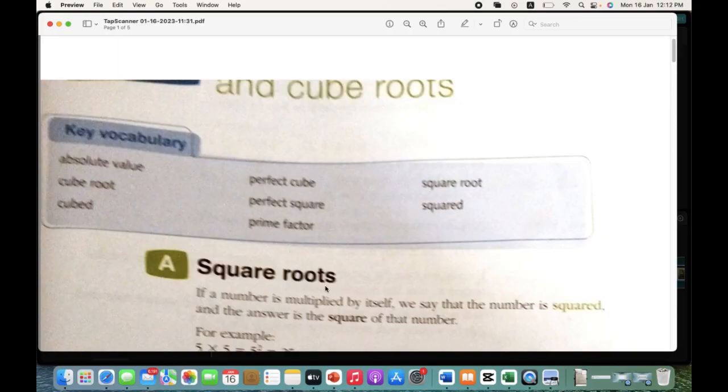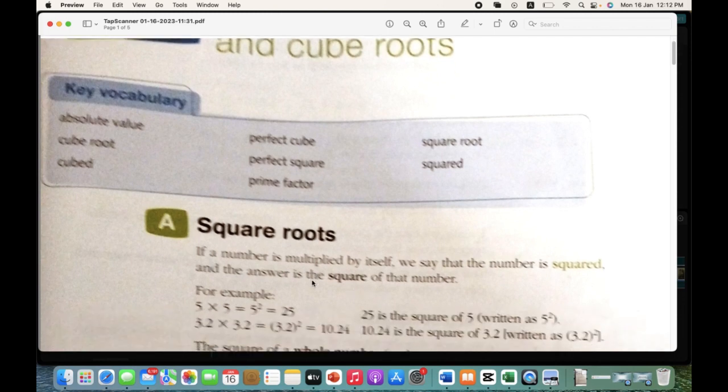Square and square root first. Let's quickly talk about square and square root. Now, when you say a square number, it is when you multiply a number by itself.